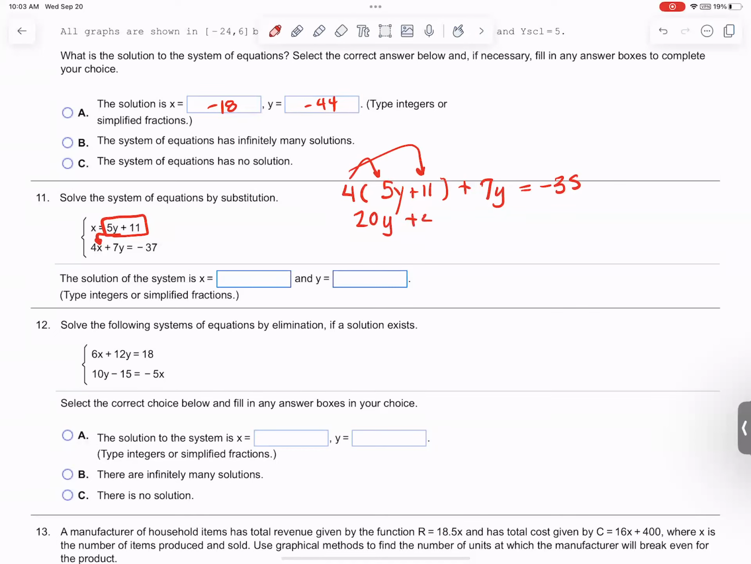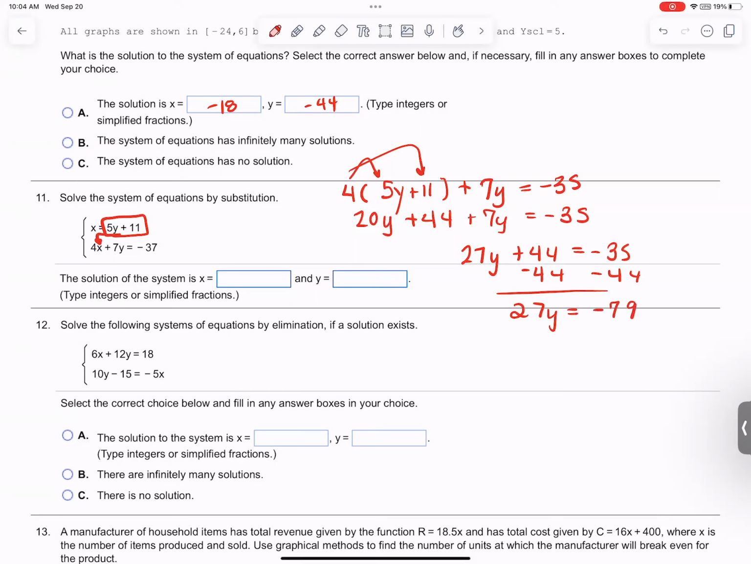20y plus 44 plus 7y equals -35. I'm going to combine like terms. 20y and 7y is 27y plus 44 equals -35. Subtract the 44 from both sides. 27y equals -79. Is that right? No, that's not right. I got something wrong.